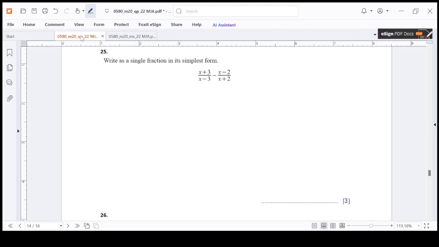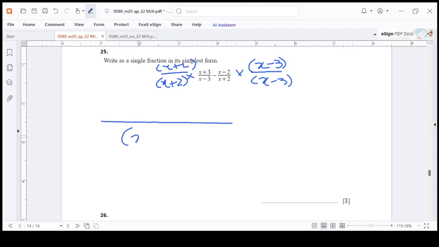Write as a single fraction in its simplest form. We'll have to make the denominators the same. That means we multiply by x plus 2 here and x plus 2 here, and we multiply by x minus 3 here and here. The denominator becomes the same: x plus 2 times x minus 3.